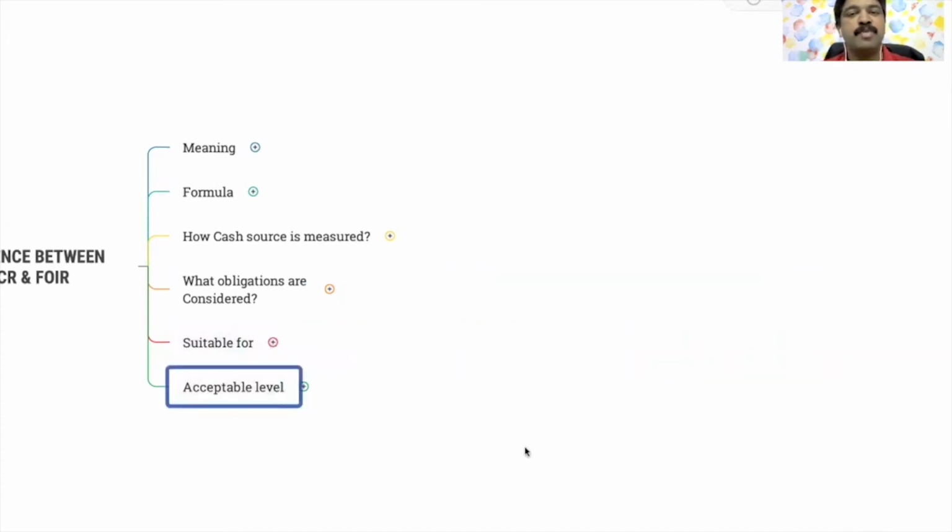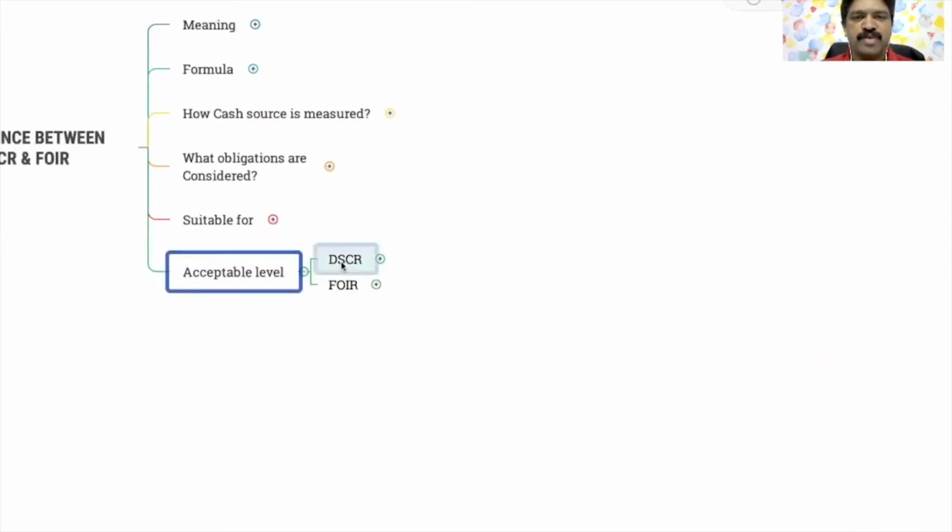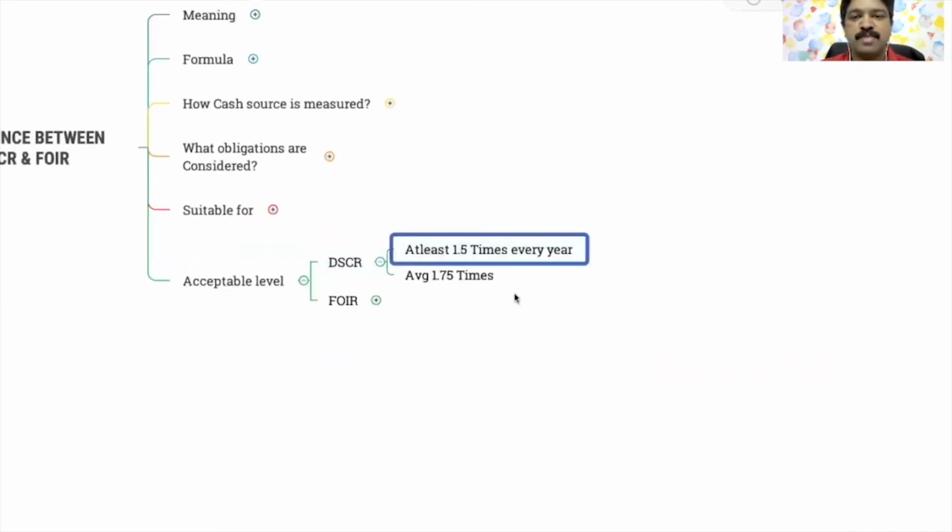And what is the minimum acceptable level? If you take DSCR, the minimum acceptable DSCR for each and every year throughout the loan tenor will be like 1.5 times every year. Of course, it could vary bank to bank depending upon the bank's risk perception. Conservative banks will say something like 1.5 times, whereas the banks which are ready to take a little bit of risk, they'll go even up to 1 time. Okay, this is every year. That is, if the loan is for 5 years, for each and every year, the ratio should be at least 1.5. And average DSCR will also be calculated, which should be at least 1.75. And again, it can vary bank to bank.